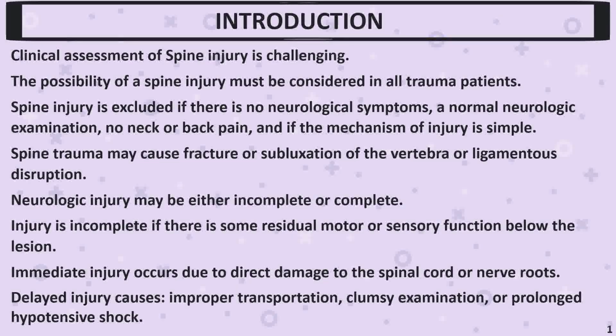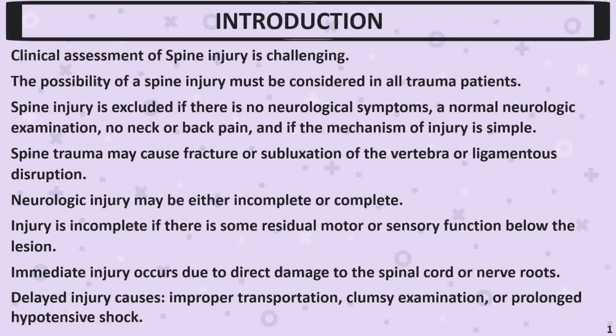Often bone and ligament injury occur together. This reduces the strength of the spine and may cause instability. A spine trauma may occur with or without neurological injury. Neurological injury from a spine trauma may be either incomplete or complete. If at clinical examination there is some residual motor or sensory neurological function below the level of the lesion, the injury is defined as incomplete.